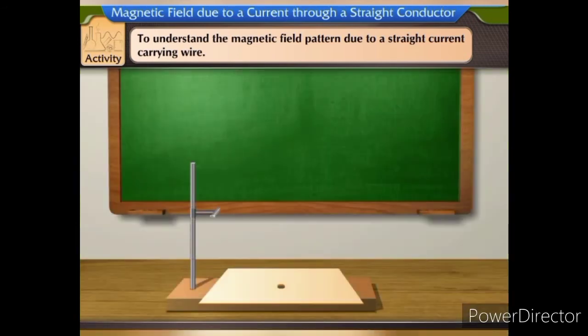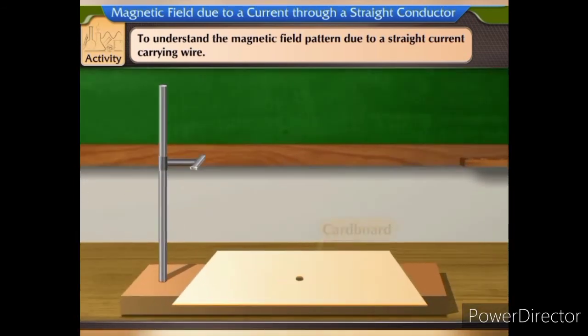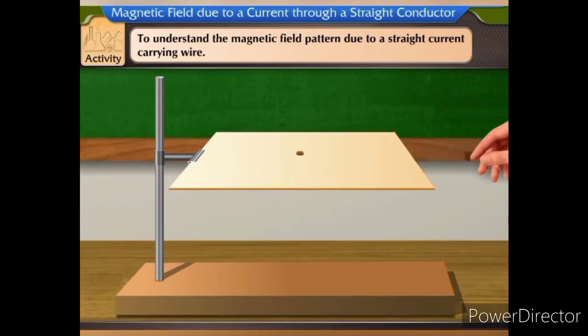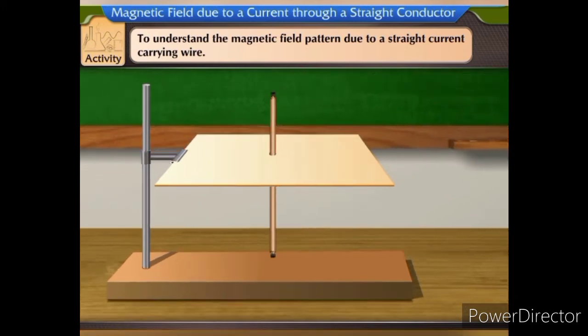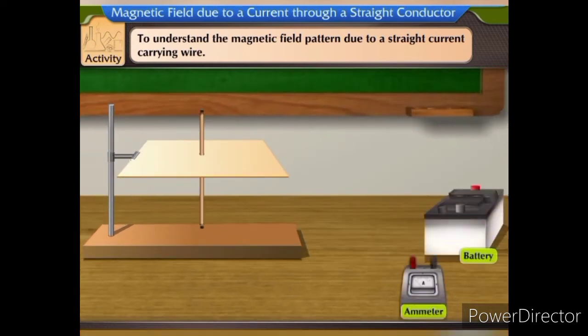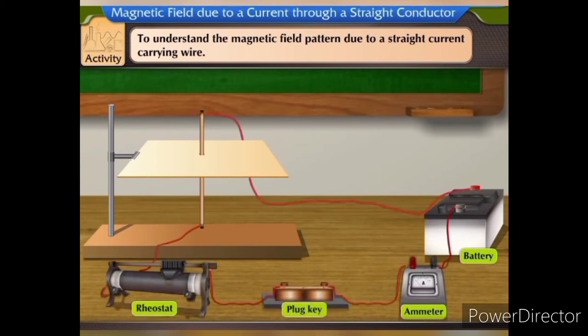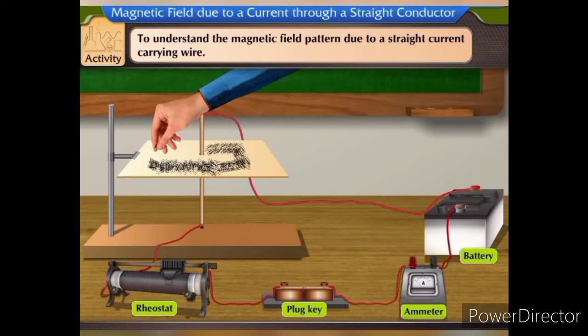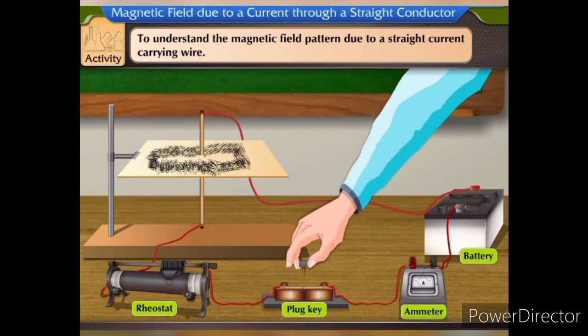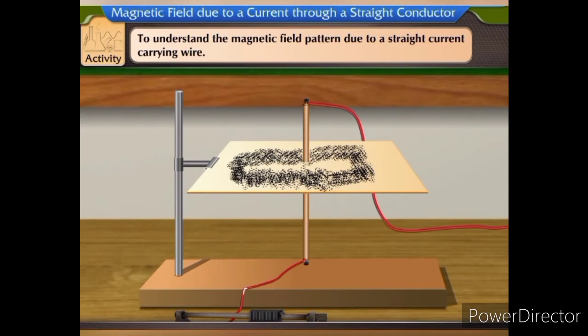Activity: take a rectangular cardboard and pass thick copper wire through its center. Connect a battery, an ammeter, a plug key, and a rheostat in series with the wire. Here, the rheostat is used as a variable resistance. Sprinkle iron filings uniformly on the cardboard. Insert the plug key and tap the cardboard gently.